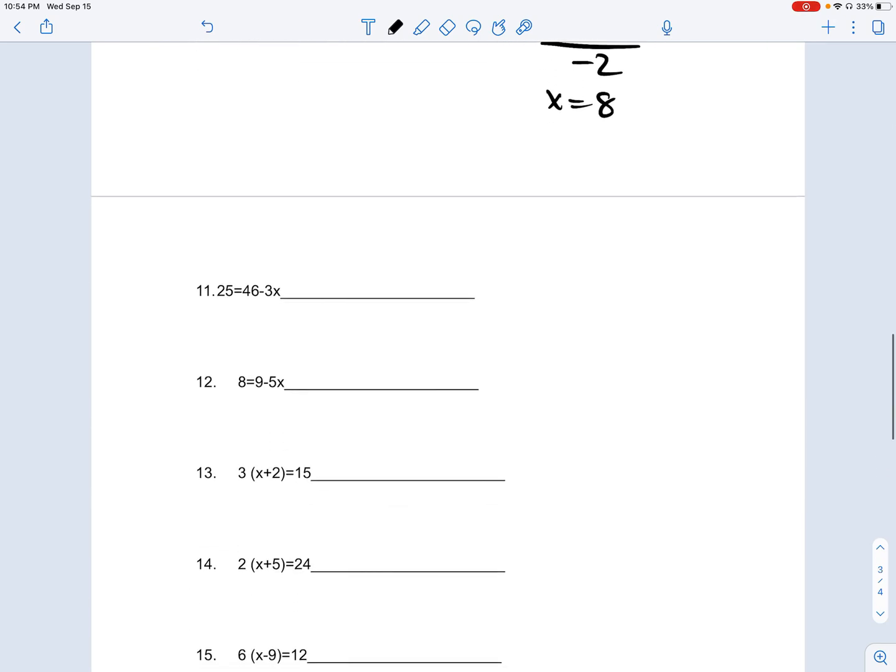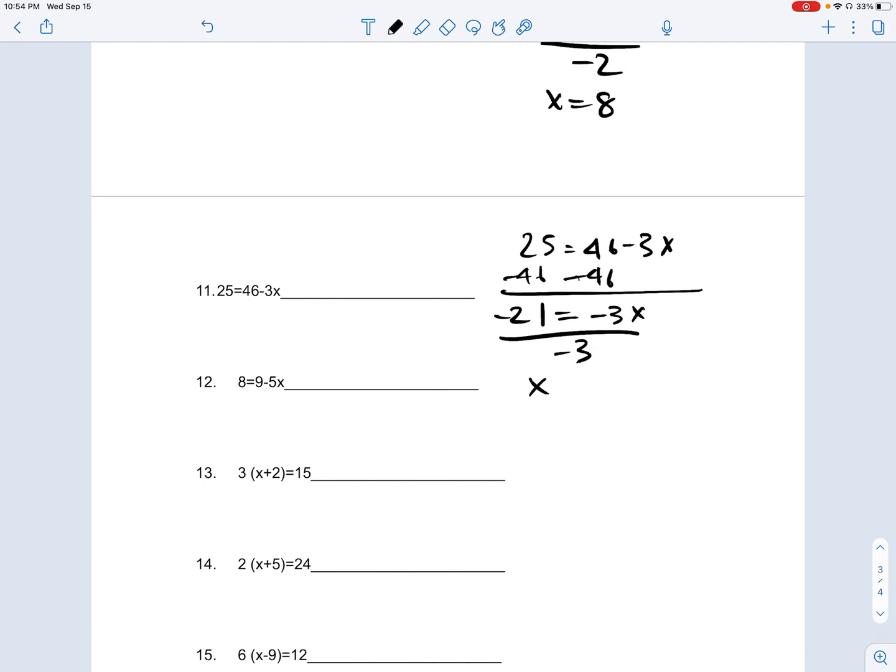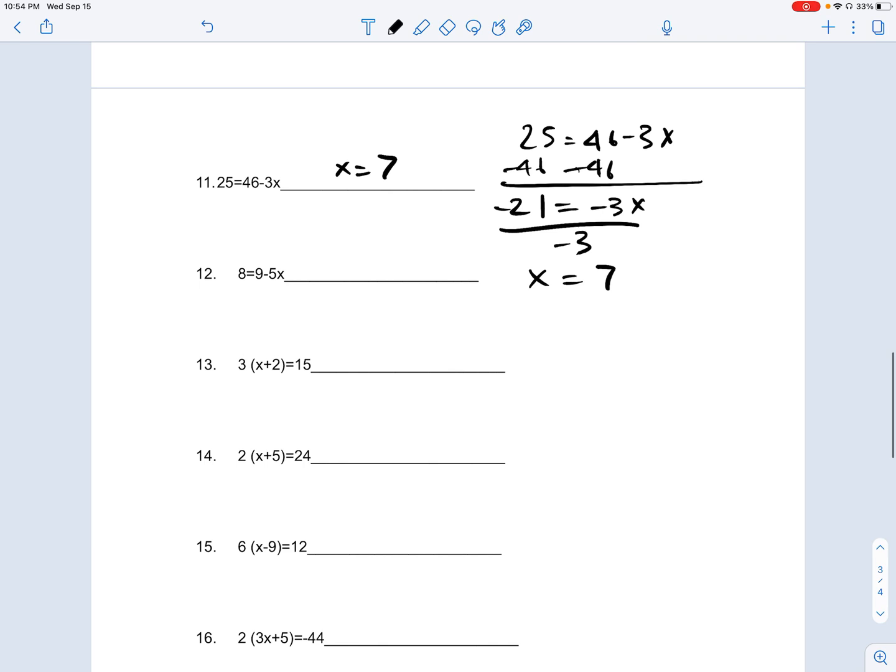Moving on. You have 25 is equal to 46 minus 3x. You subtract 46 on both sides. What you get is negative 21, which is equal to negative 3x. You divide by negative 3 on both sides and you get x is equal to 7. Because x is equal to 7, that's your only solution. So that would be the answer to number 11.